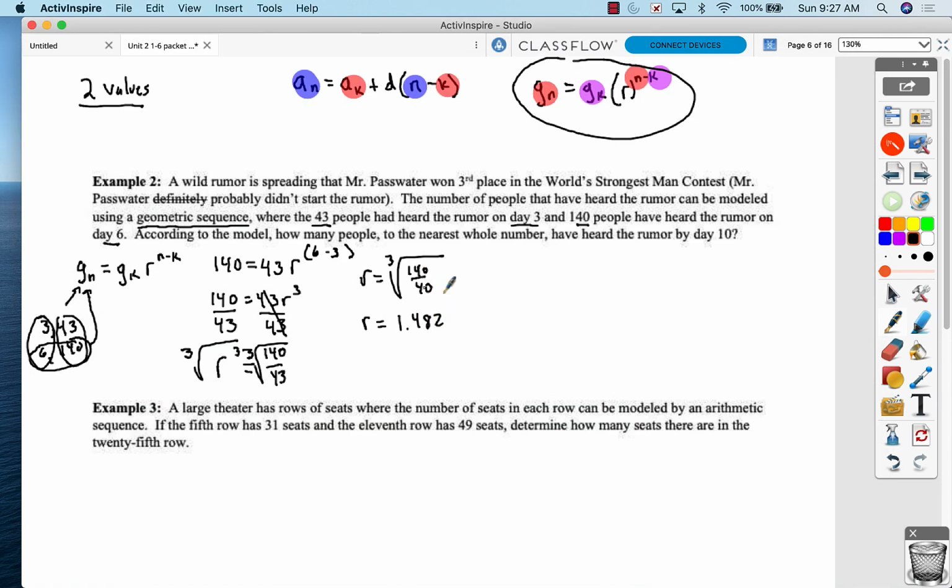1.482, or you could have just left this. And now that we have the R, we're going to go back to the original, which is G of n. Now in this case, we could pick either of the points. We could pick that or this. But I'll use the one that we used for GK before and do the 43.